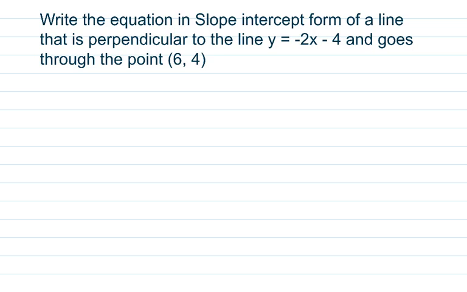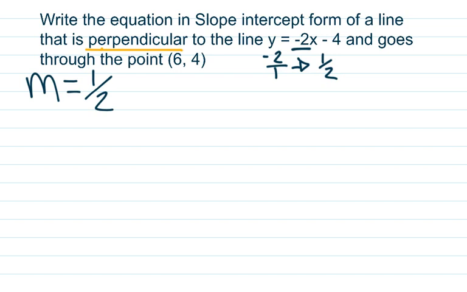This problem says write the equation in slope-intercept form of a line that is perpendicular to the line y equals negative 2x minus 4 and goes through the point (6, 4). So in this case, our slope is negative 2, so our new slope has to be positive because it's changing the sign. So opposite. And then if I wrote negative 2 as a fraction, to flip it, it'd be 1 over 2. So my new slope is 1 over 2.